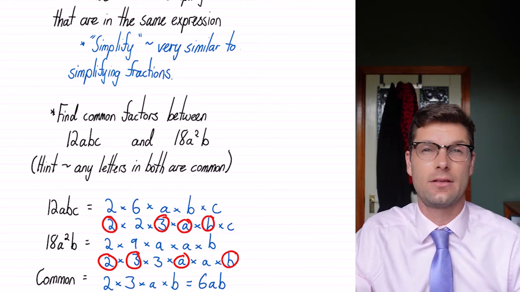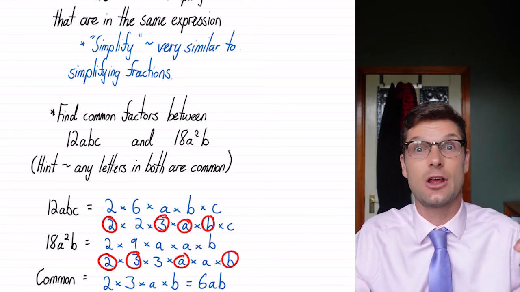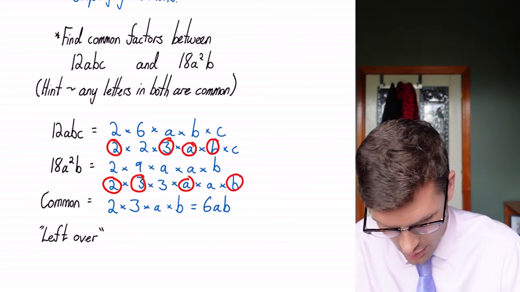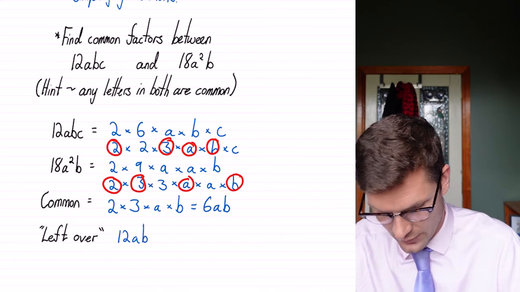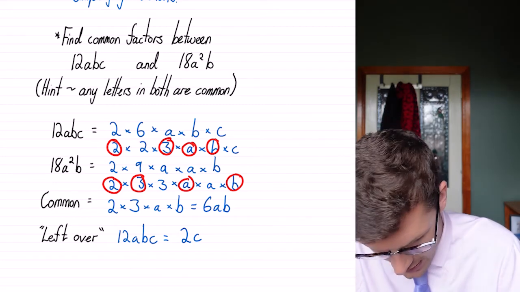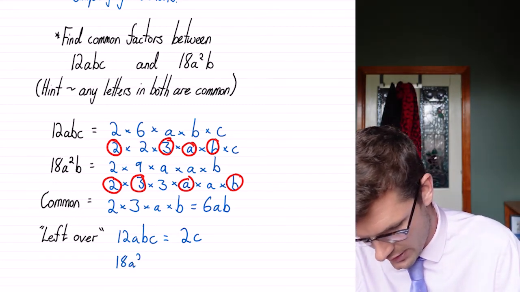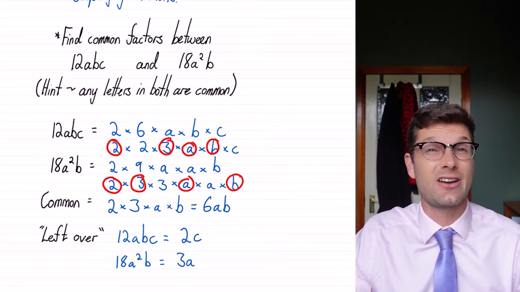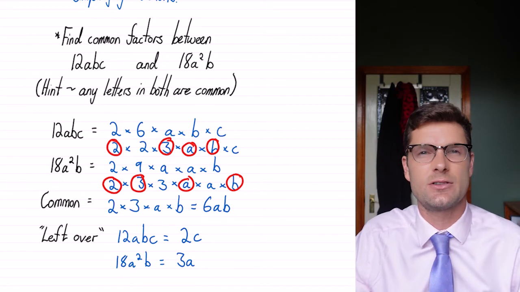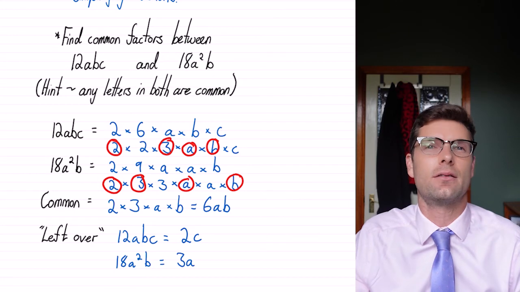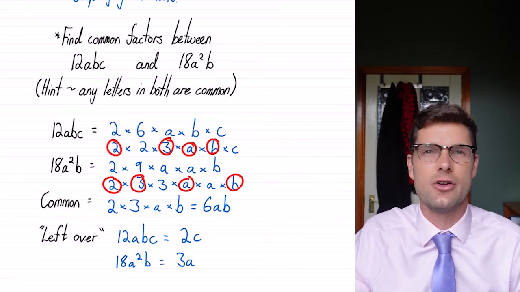Something that we are going to have to do is recognize what's left over from both terms. In the top one, 12abc, what's left over after we've taken out the common factor is 2c. Out of the 18a squared b, we have 3a. That's what we're going to focus on in our next lesson, that ability to recognize what's left over. But if you're on top of this, you're well on your way to being able to factorize any term. Thanks very much, guys, and I'll see you later.